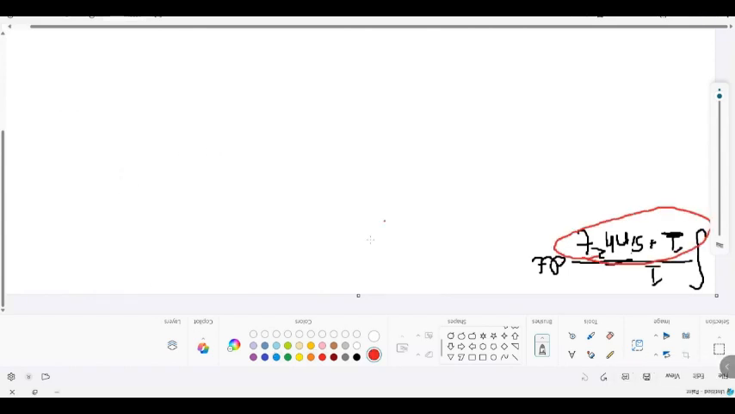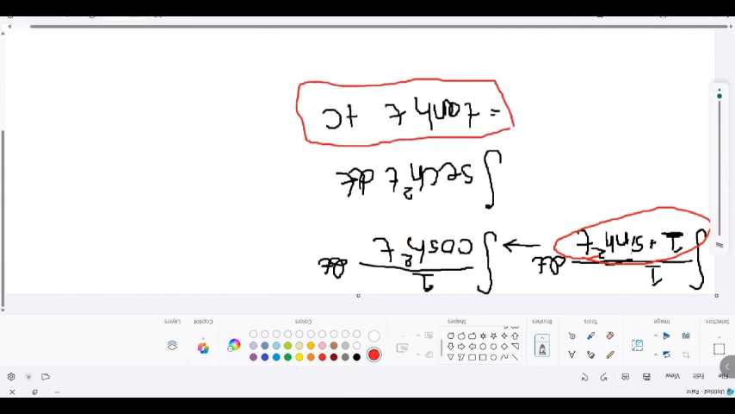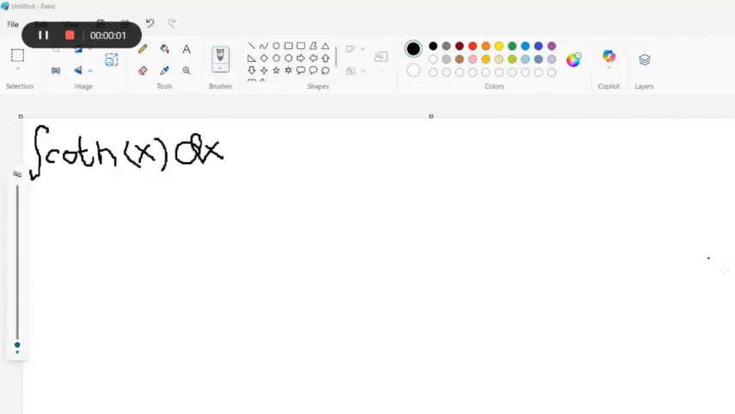So in this example, we have the integral of 1 over 1 plus sinh squared t dt. As you can see, that is a hyperbolic identity, which equals cosh squared t. So it is going to be 1 over cosh squared t dt. And this is also the reciprocal identity of sech squared. So the integral of sech squared t dt is equal to tanh t plus c.